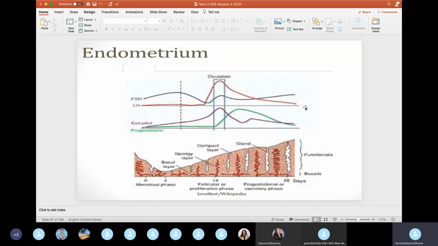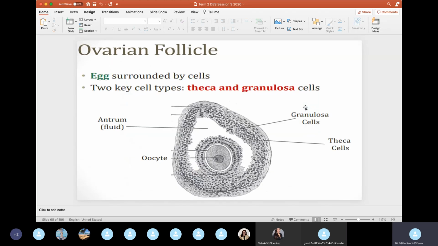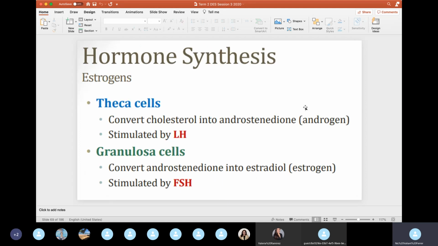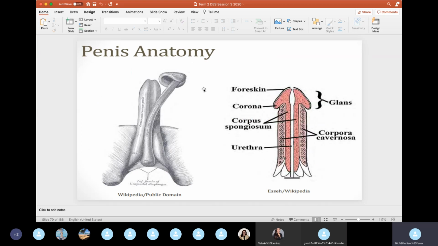Okay. Now let's look at the ovarian follicle. So this is a picture of an egg surrounded by cells. High yield, two key cells, theca and granulosa cells. Theca cells stimulated by LH, granulosa cells stimulated by FSH. Theca cells, LH, granulosa cells, FSH.